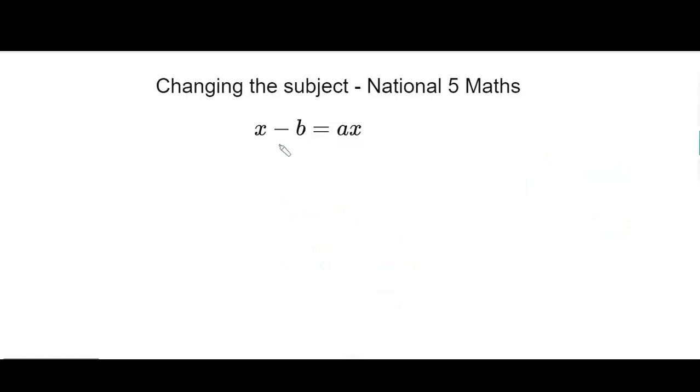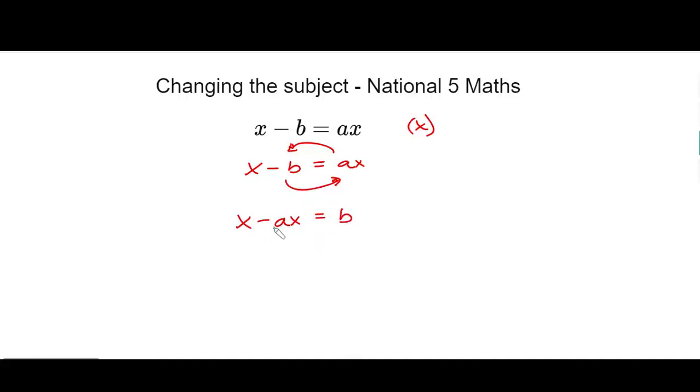Okay, so we've got x minus b is equal to ax. So this is quite tricky because there's two x's here, then there's this ax term here. We want x as being the subject. So how are we going to do this? First of all, let's get all the x terms on one side. So if I bring the ax over this side and the b over that side, that's going to give me x minus ax is equal to b.